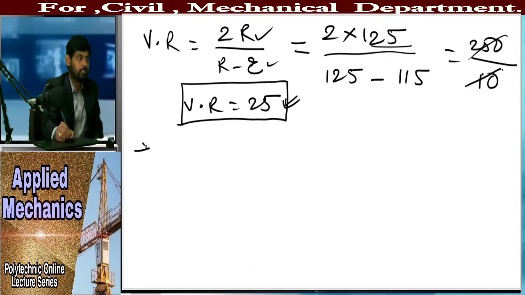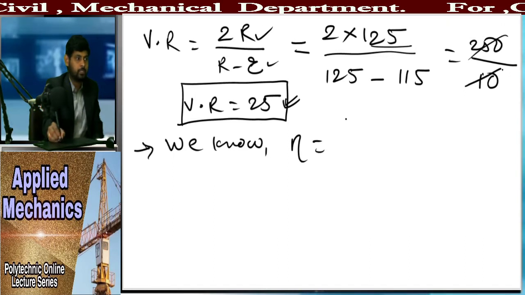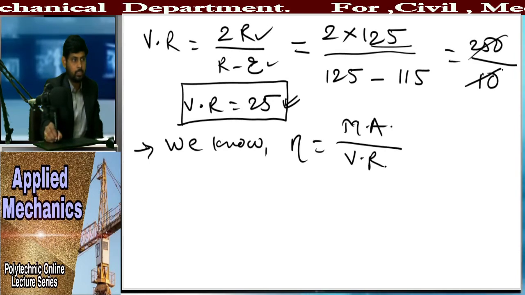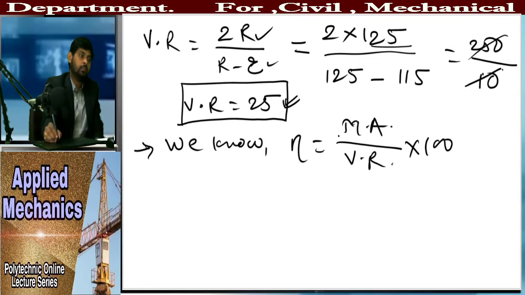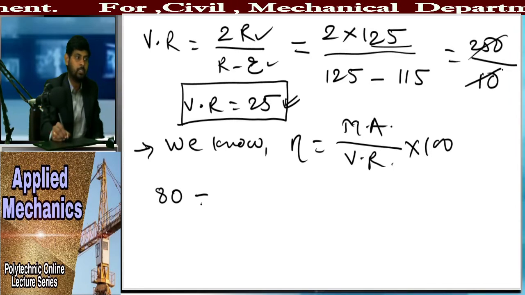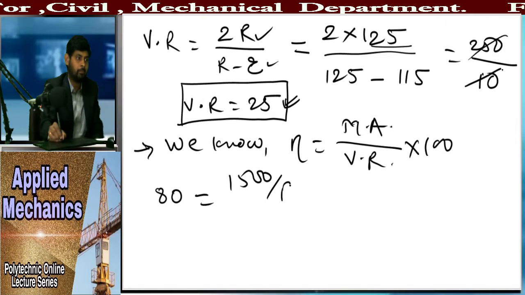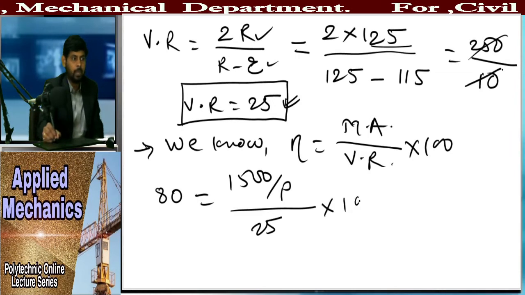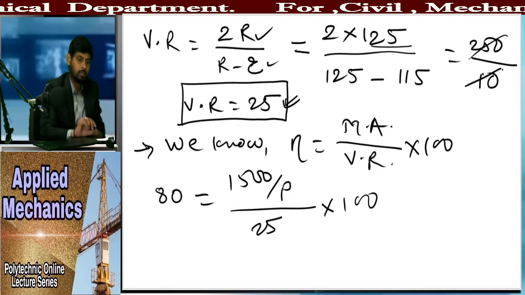So we know the formula for efficiency. Efficiency is equal to mechanical advantage divided by velocity ratio, into 100, right? So the value of mechanical advantage, efficiency is given to us, that is nothing but 80%, is equal to mechanical advantage, that is 1500 divided by P, divided by velocity ratio, that is 25, multiplied by 100, right?